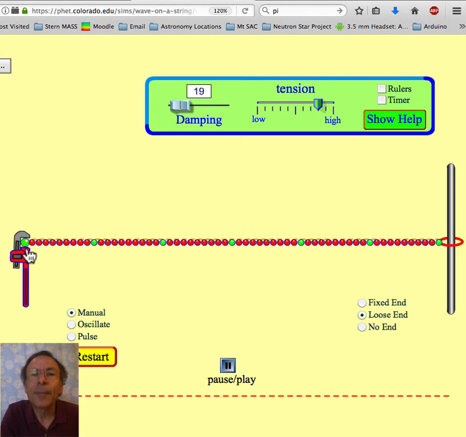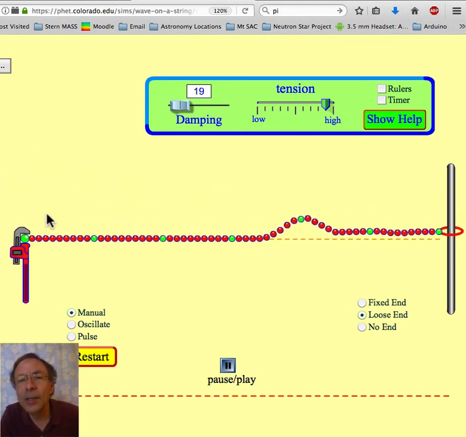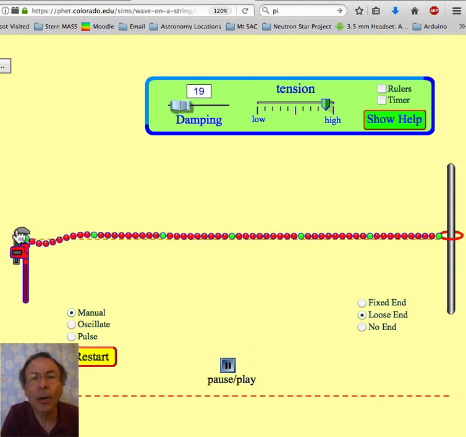All right. Now, let's get to the subject for today's lecture, which is going to be, at first anyway, reflections. In this simulation, the end of our string is not attached. It's as if it was connected to a perfectly slippery pole. And so when I do a positive going pulse, the reflection is also a positive going pulse.